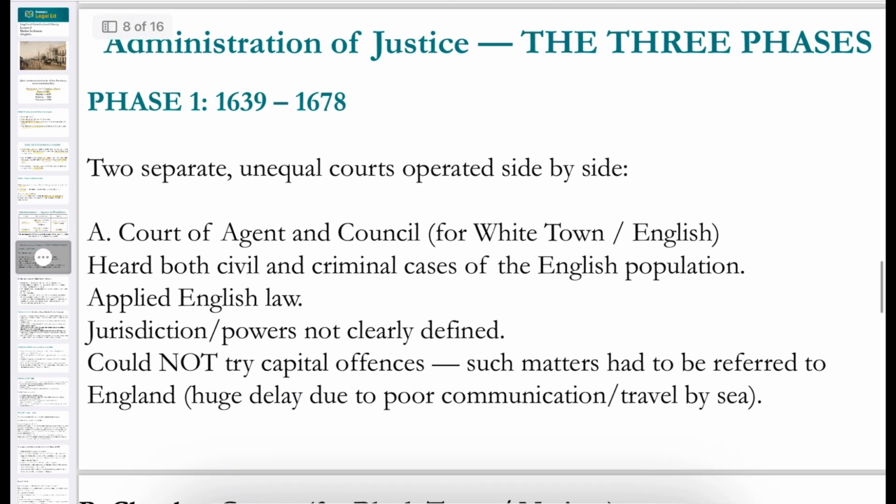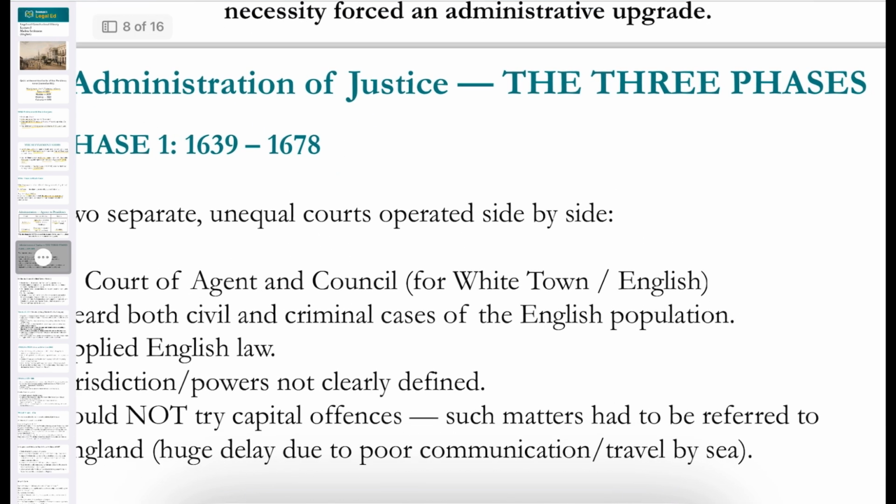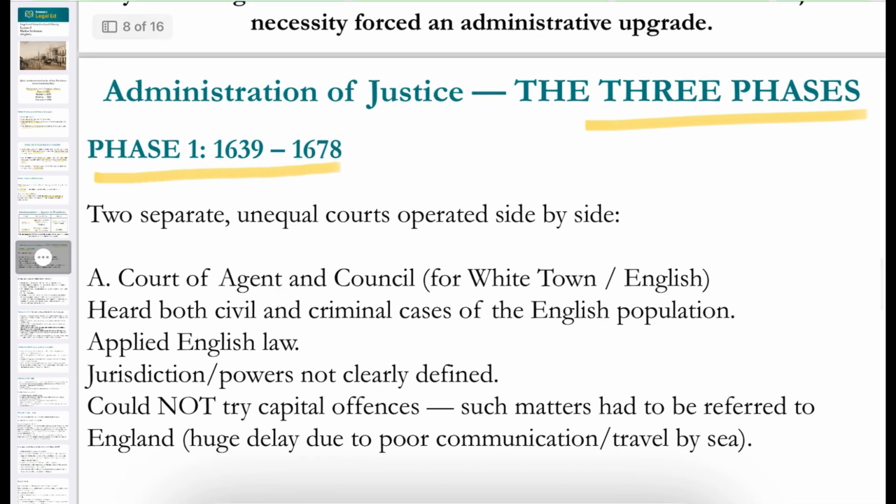Administration of justice, the next part. This is the most important part, okay? So pay attention. Madras's judicial history is studied in three clear phases. Moving on to the first phase, year 1639 to 1678.